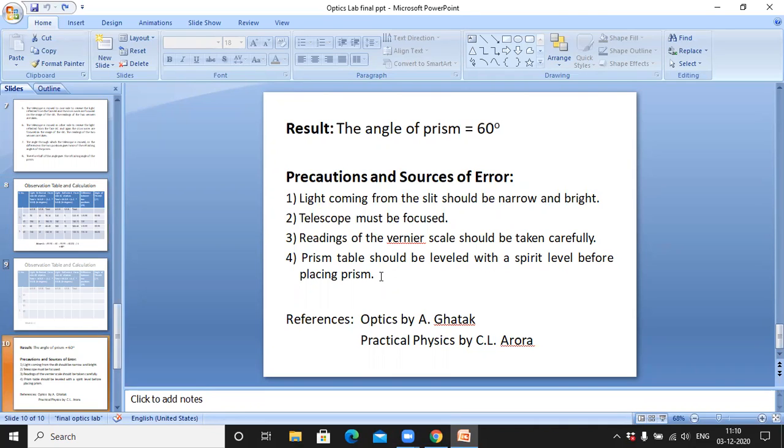So these are the precautions, and these are the two references you can refer to. One is Optics by Ajoy Ghatak, and second is Practical Physics by C.L. Arora.